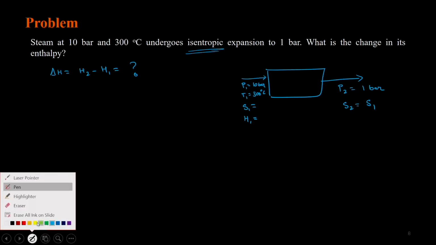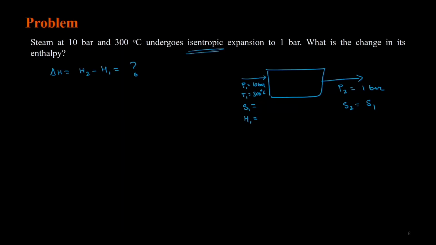So I'm going to read these two numbers off the table directly, and it turns out that at 10 bar and 300 degrees centigrade, the entropy is 7.1251 kilojoule per kg Kelvin, and H1 is 3052.1 kilojoule per kg. So we're going to read it off a superheated steam table as we have done earlier, right? So I know what it is at the initial condition.